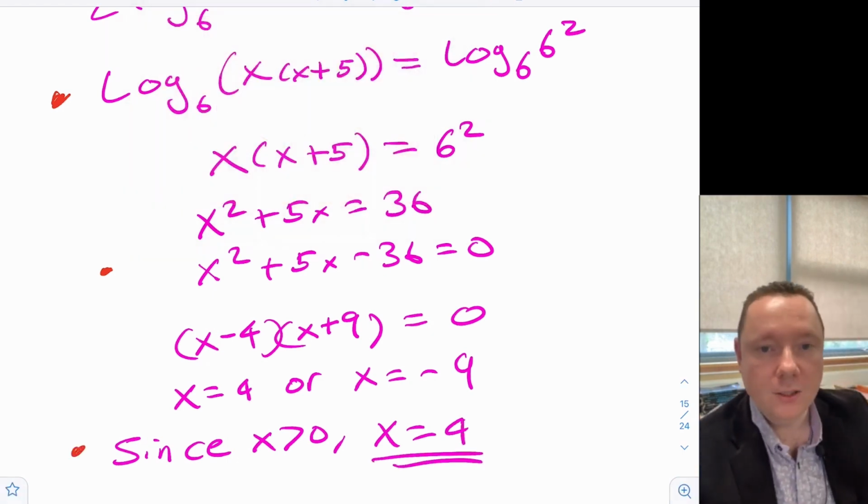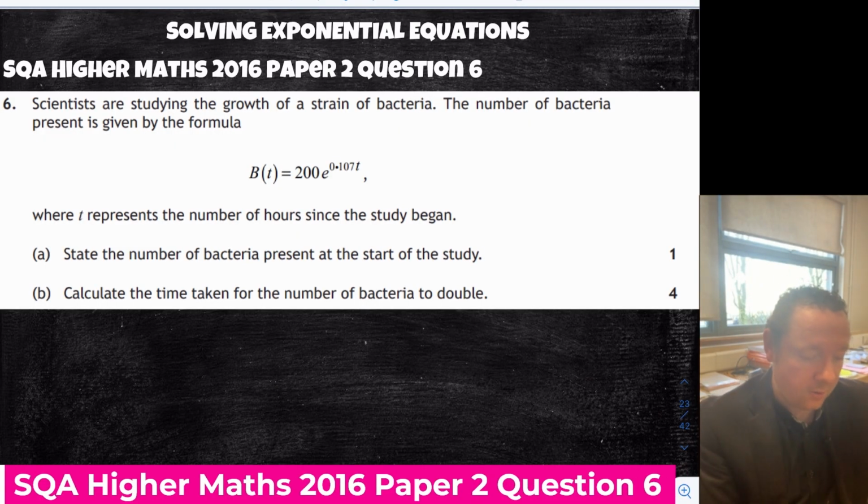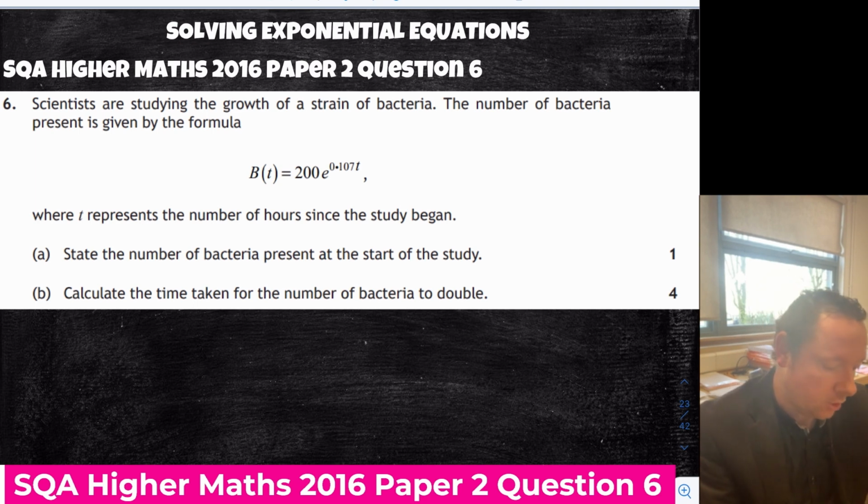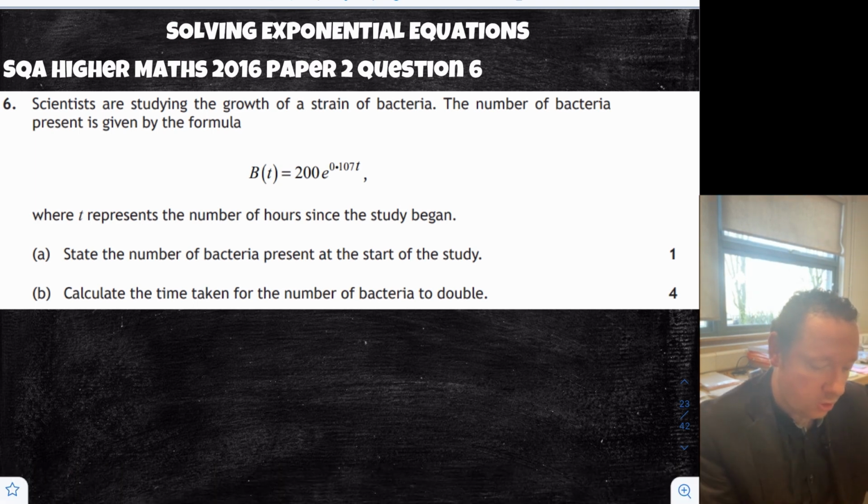For 4 marks. Solving exponential equations, SQA Higher Maths 2016, Paper 2, Question 6, otherwise known as experimental data with exponentials. Scientists are studying the growth of a bacteria strain. The number of bacteria is given by B equals 200 e to the 0.107t. State the number of bacteria present at the start of the study. The start means t is 0.